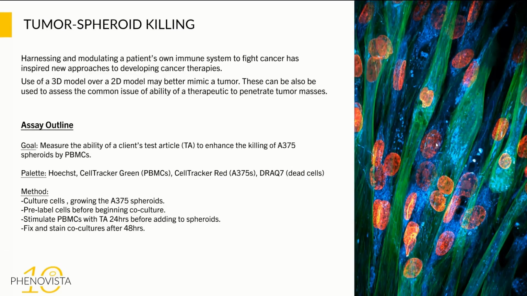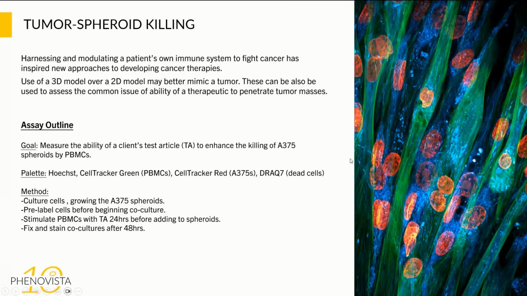CellTracker Green was used to label the PBMCs, our effector cells, and CellTracker Red was used to label our A375 spheroids, our target cells. Our readout was DRAQ7, which stains nuclei of dead cells, so that we could quantify how many cells were killed.